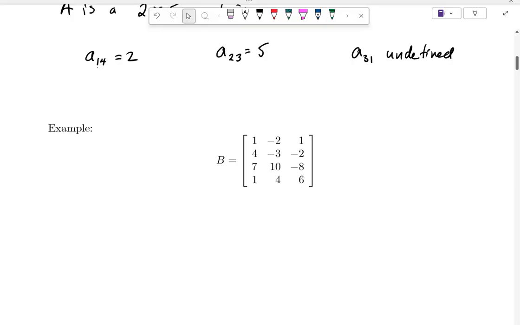Dimensions of B. 4 by 3, good. So the dimensions are 4 by 3, right? Number of rows by number of columns. Or you could say B is a 4 by 3 matrix. Those all say the same thing.